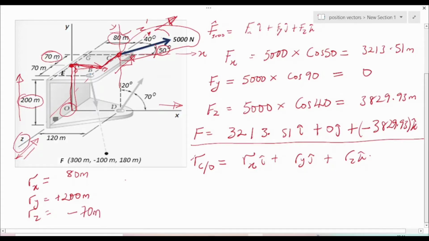So invariably, one would say that our RCO is equal to 80i plus 200j minus 70k. And this is our position vector.